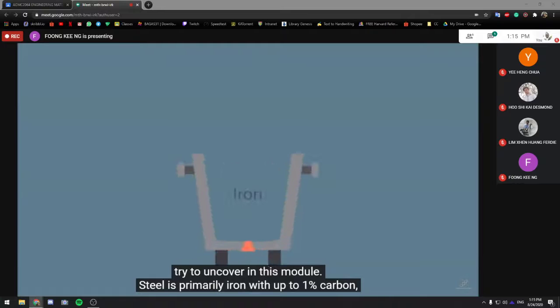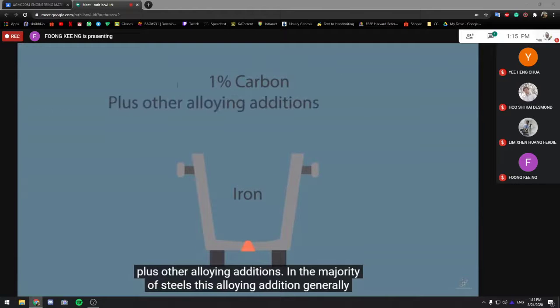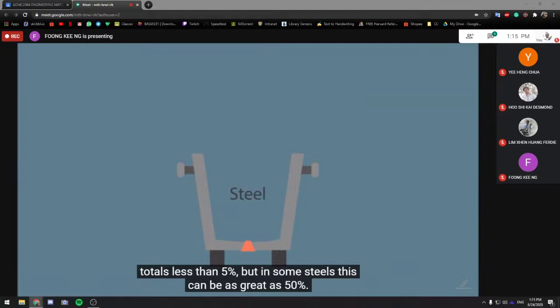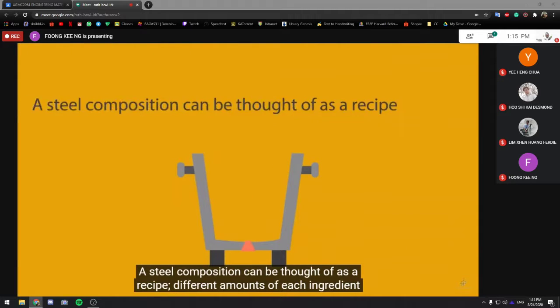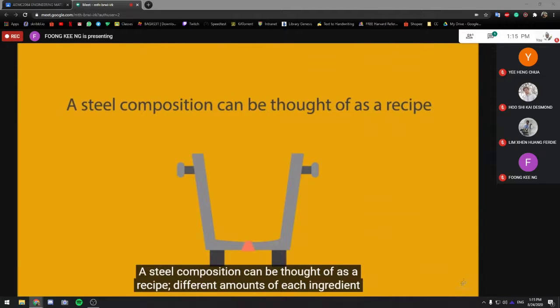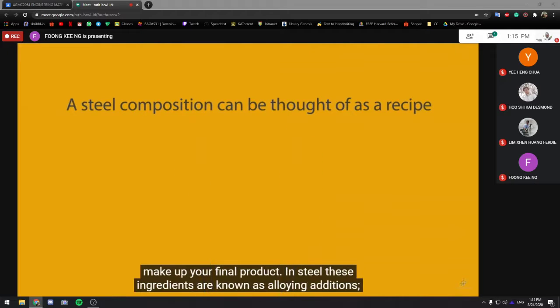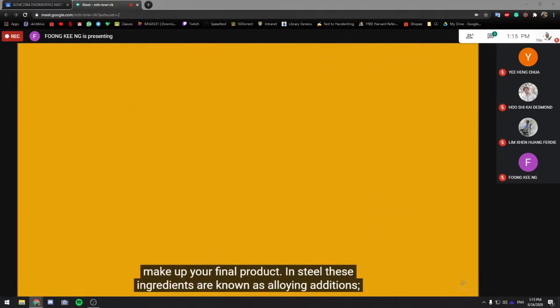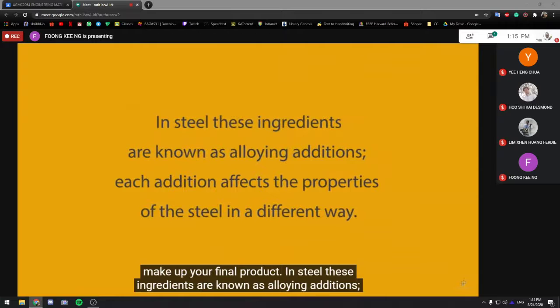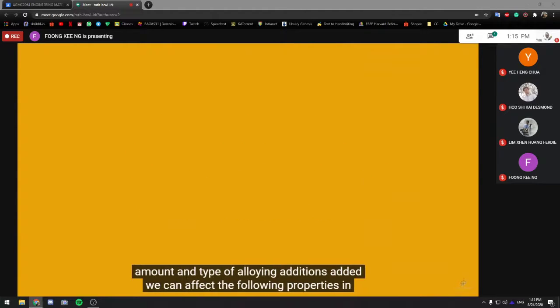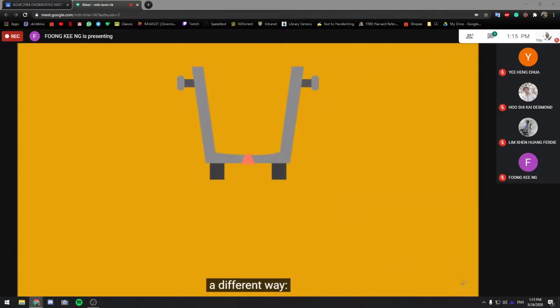Steel is primarily iron with up to 1% carbon plus other alloying additions. In the majority of steels, this alloying addition generally totals less than 5%, but in some steels this can be as great as 50%. A steel composition can be thought of as a recipe. Different amounts of each ingredient make up your final product. In steel, these ingredients are known as alloying additions. Each addition affects the properties of the steel in a different way.